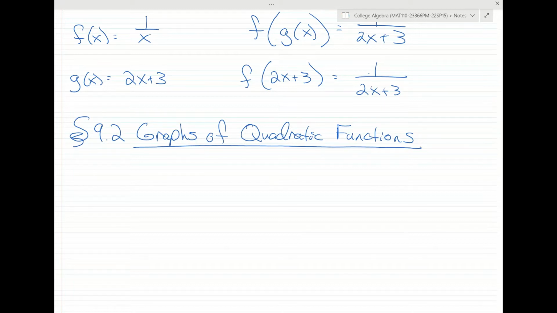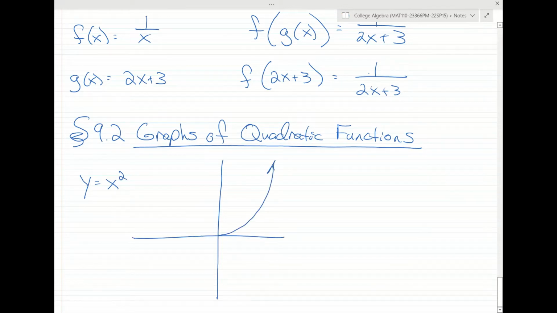The parent graph of a quadratic function looks like this. Y is equal to x squared. If we were to graph all points that satisfy this, it looks like this. This graph is called a parabola. A parabola has different parts. We have a point on the very bottom or a point at the very top. That's called the vertex. And we use the coordinates (h, k) to represent the vertex.